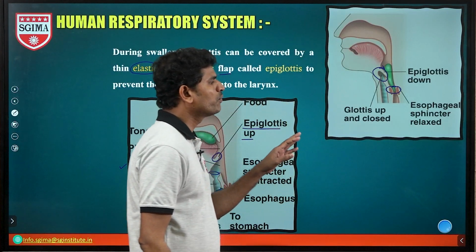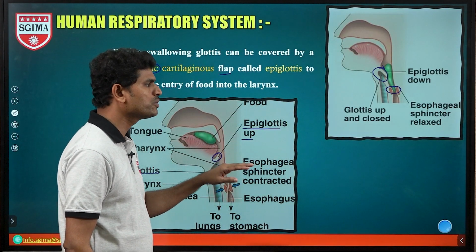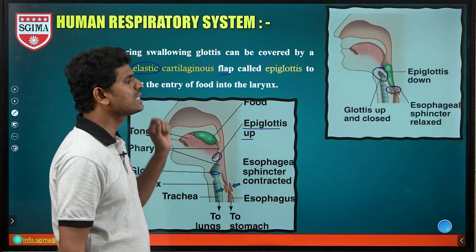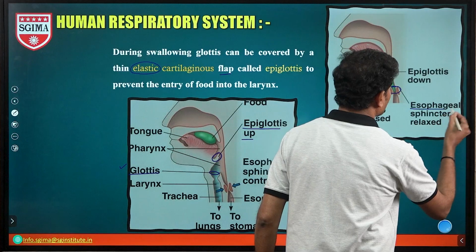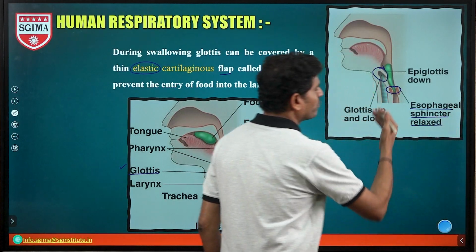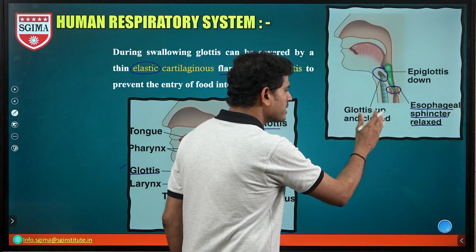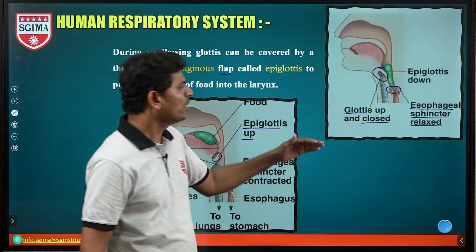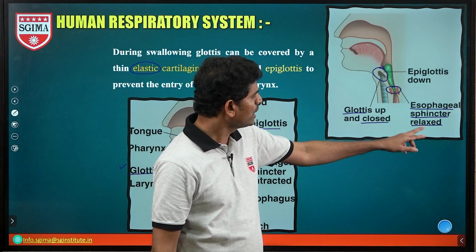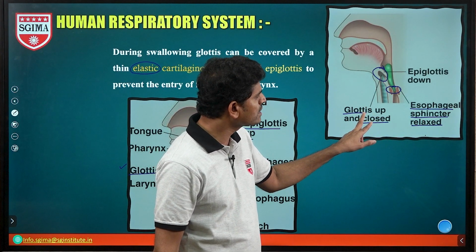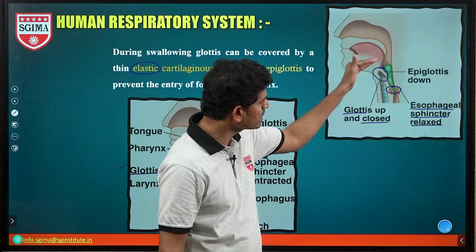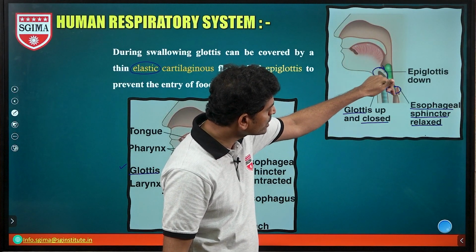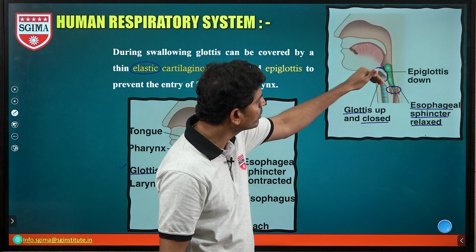Actually gullet, the food passage esophagus का opening जो है ना, that is not guarded by any flap like structure, but originally it has one sphincter. So that is esophageal sphincter. It is relaxed while we are swallowing the food, but at the same time glottis is closed. So by the opening of esophageal sphincter and closing of glottis by the epiglottis, anything, food or water, will enter into the food pipe only, but not the windpipe.